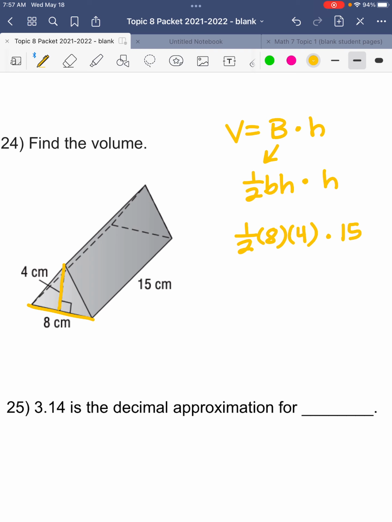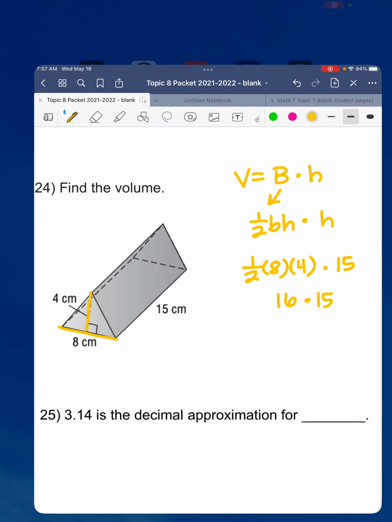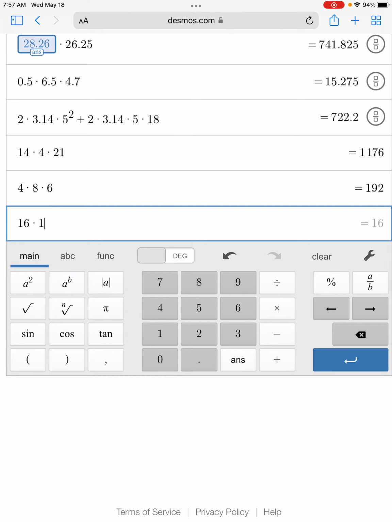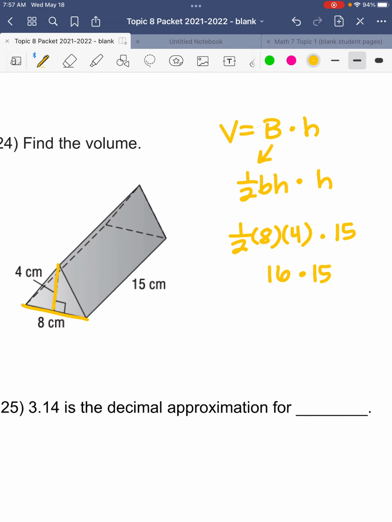Okay, so 1/2 times 8, I know is 4. 4 times 4 is 16. So 16 times 15 is what I'm going to put into my calculator, and that's going to tell me the volume. So we have 16 times 15, which is 240. So the volume is 240 cubic centimeters.